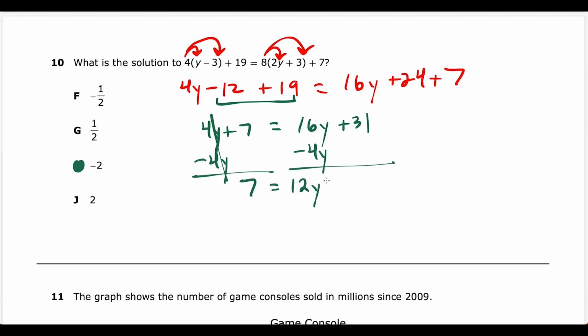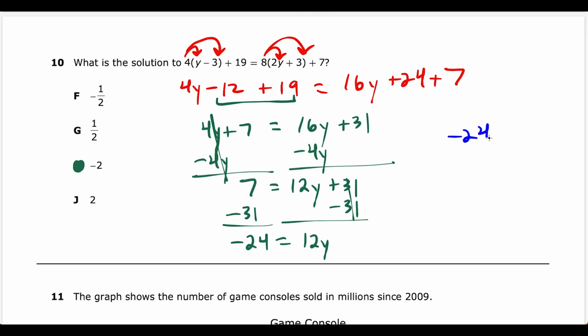We tack on the y plus 31, and now we subtract 31. And after we subtract here, see, we still got a negative, so there was no avoiding that in this case. -24 equals 12y, and now I'll just write the rest of this over here. We have -24 equals 12y, so just divide both sides by 12 to get y alone, and -24 over 12 is also -2. So our answer is definitely -2.